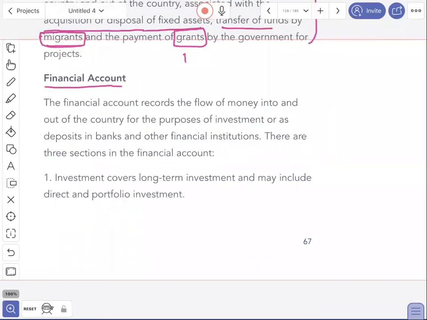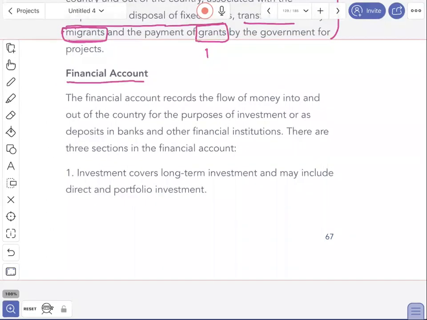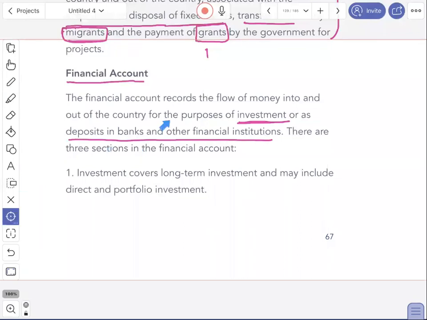Now, the financial account is a very important account because it is looking at all these investments, as Amar was asking me, direct investment. But Amar, this is where the investment part will come. So a financial account is recording the flow of money into and out of the country for the purpose of investment. So all the investments are coming here, or as deposits in banks and other financial institutions. For example, anytime a bank in Pakistan receives money from another bank in the US or UK or wherever, that will be part of your financial account. And I'll talk about why this happens in a little while.